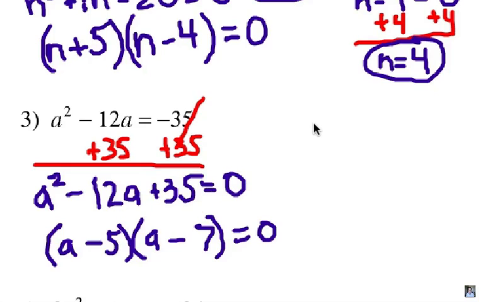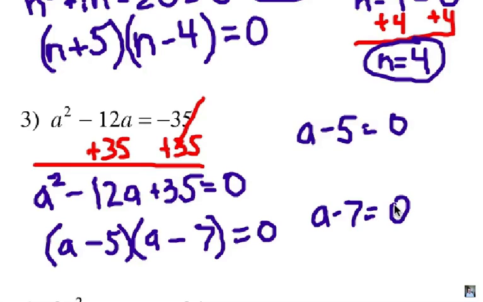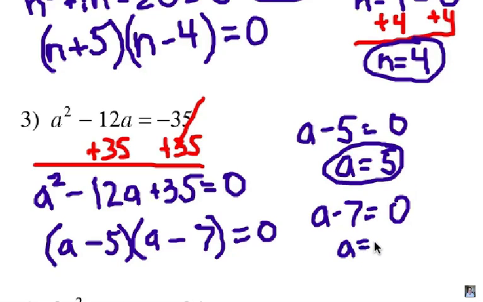All right, so two little mini equations to solve. The a minus 5 group could be equal to 0, or the a minus 7 group could be equal to 0. That means a could be either positive 5 or positive 7. All right, that's solving a quadratic using factoring.